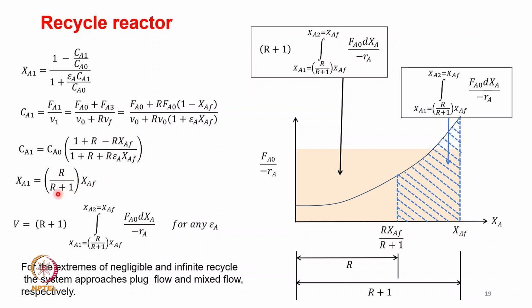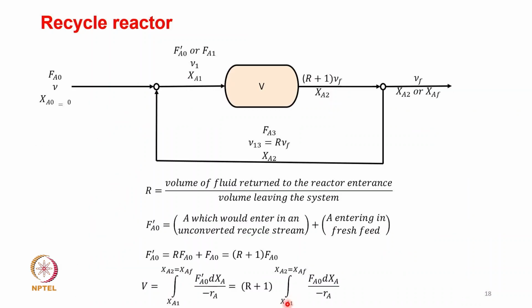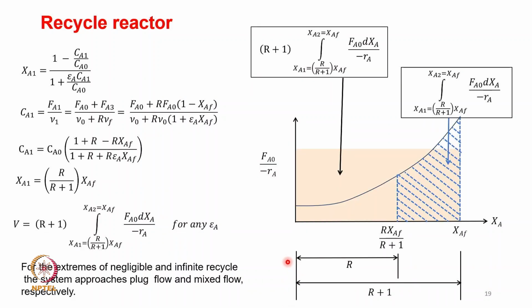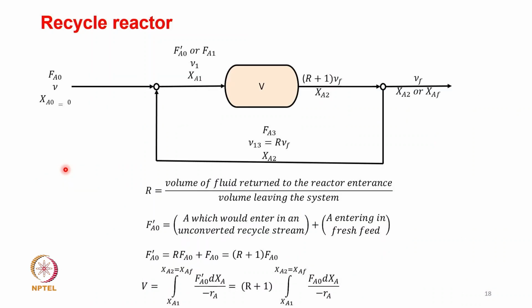Okay, so the algebraic pre-multiplication term would be R by R plus 1. So, this is what we need, because if you look at here, your integral is always from XA1 to XAF. So, XA1 to XAF you will write as a function of R by R plus 1 times XAF in this particular equation.